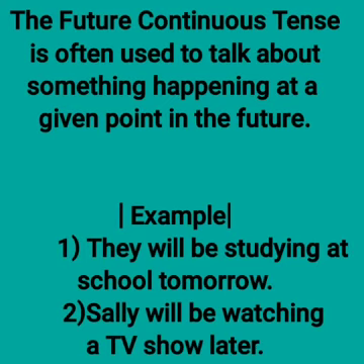The future continuous tense is often used to talk about something happening at a given point in the future, which means that the actions will be going on in the future. Remember one thing, that whenever we say continuous, whether present continuous, past continuous, or future continuous, we have to add ing to the main verb. Future continuous tense is also known as future progressive tense.